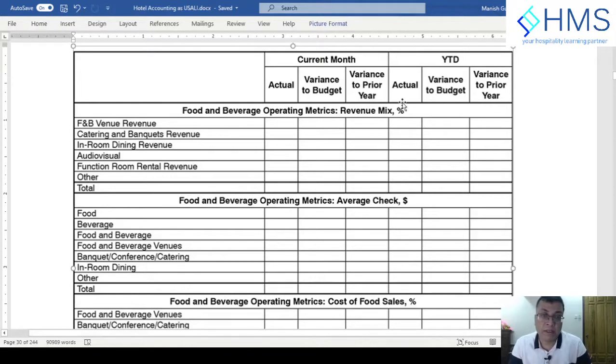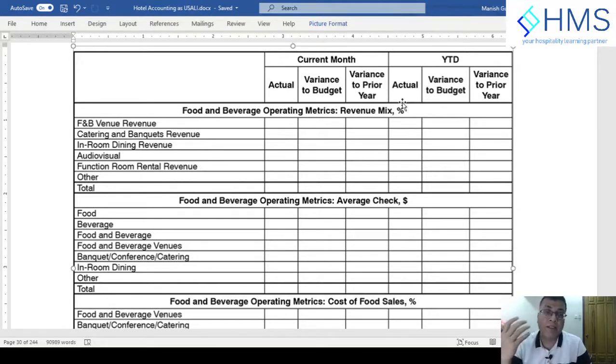This table will just give you a very brief idea, or a bird's eye view, of the operating performance of the F&B department as a whole, where it will be telling you how much revenue comes from the venue revenue, how much is the banquet, how much is in-room dining, audio-visual, function revenue, and other revenue.